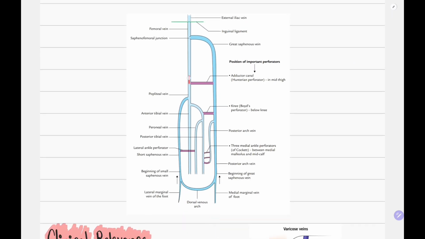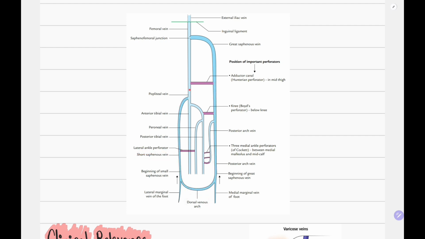As we continue to follow the femoral vein, here comes the popliteal vein, which lies posterior to the knee joint. Here the popliteal vein gives a branch called the small saphenous vein. This is the small saphenous vein, also known as the short saphenous vein. This short saphenous vein continues with the great saphenous vein by forming the dorsal venous arch. So right here was our great saphenous vein, which continues to become the dorsal venous arch along with the short saphenous vein.